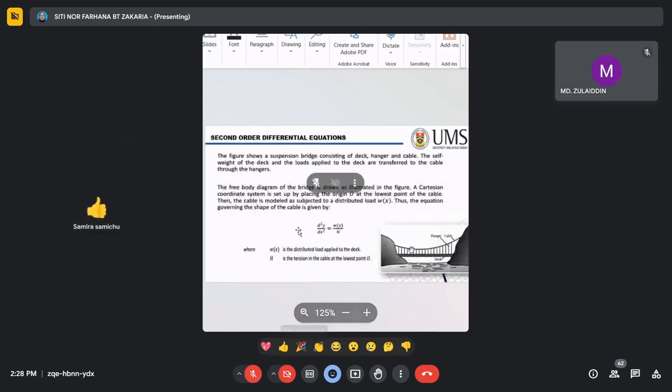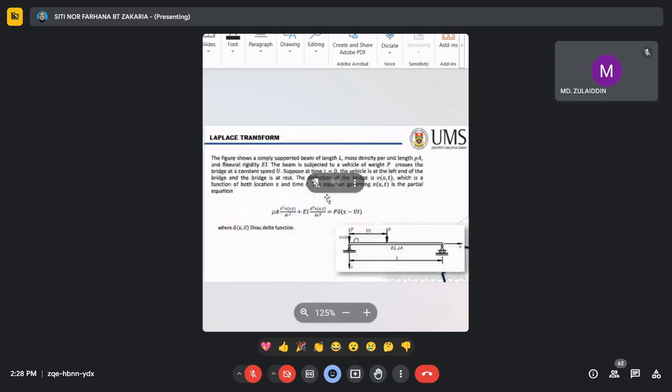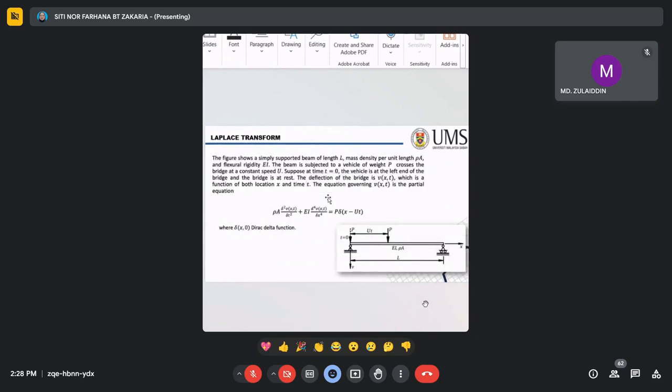Second order usually involves case studies like a hanging bridge. You want to calculate the tension, the stress of your bridge. So you will use a second order differential equation. Laplace transform is another method to solve DE. It's not difficult, this Laplace transform, but once you understand, then you can answer any question easily.